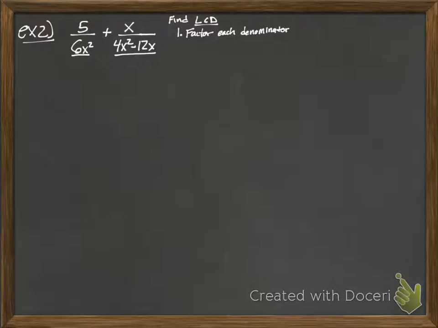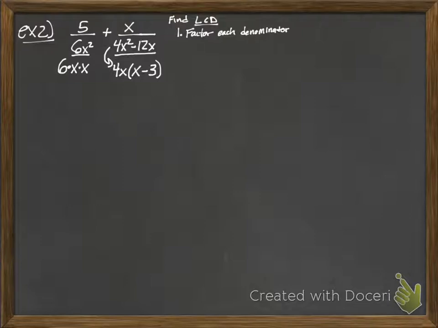In this example, 6x squared I can break into a 6 times an x, if you will. You could even leave it as 6x squared, that would be fine. In this second fraction, though, in order to factor that denominator, I think I can only pull out an LCD. And if I do, that LCD would be a 4 and an x. So if I divide 4x squared by 4x, I'd be left with an x. And if I divide negative 12x by 4x, I think I just get minus 3. So the second denominator factors into a 4 times an x minus 3. Okay, so I've done the first step.